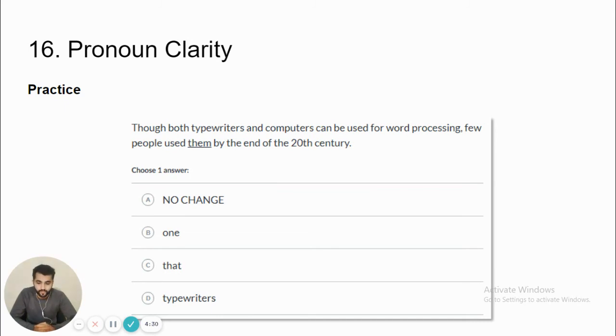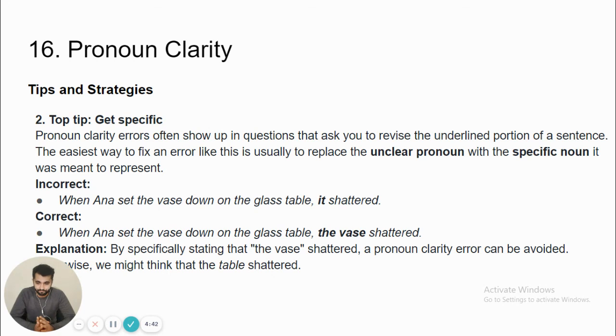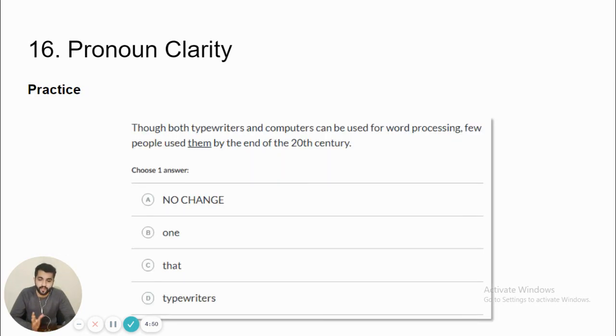Now, if you look at the options, if we use "one," it's still wrong. If we use "that," the sentence is still wrong. But if we use a clear noun, that is "typewriters," the sentence makes sense. And we're using tip two here, that we are getting specific. So it's referring to two nouns, and we're not sure which noun it refers to. In that case, we get specific and we mention the noun itself. So that's it for pronoun clarity. In the next video, we will cover another topic.